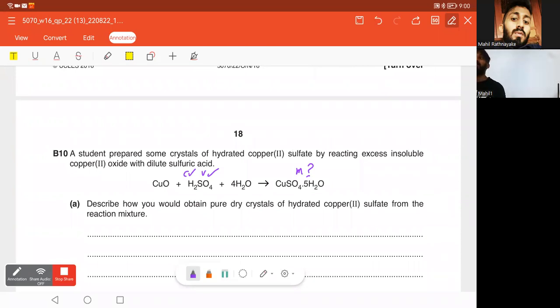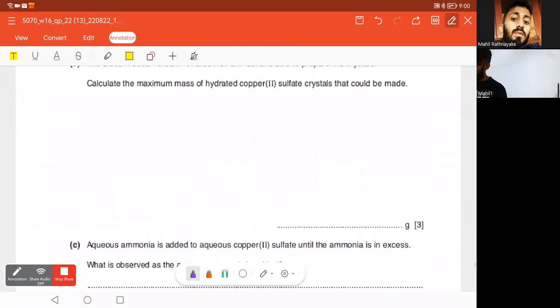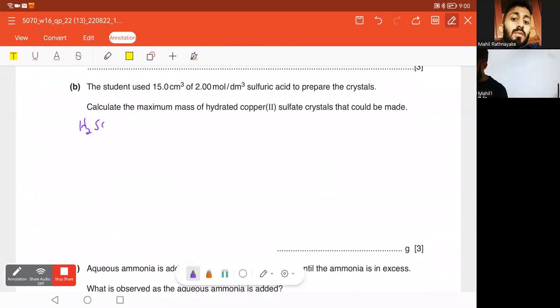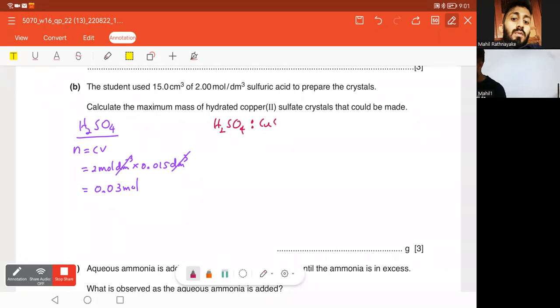You have to find the number of moles of sulfuric acid. What's the equation? n equals cV. Concentration 2 mol per cubic decimeter. Listen, volume here is 0.015 decimeter cubed. That's the moles of sulfuric acid. What is the ratio of sulfuric acid to hydrated copper(II) sulfate? 1 to 1. If this is 0.03, this one is also 0.03.